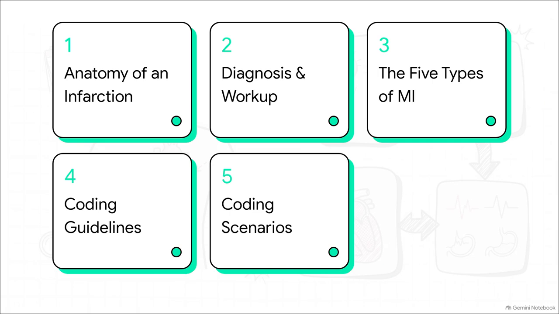Here is our quick roadmap for this explainer. First, the anatomy of an infarction. Second, diagnosis and clinical workup. Third, the 5 types of MI. Fourth, subsequent MI coding guidelines. And finally, some real-world coding scenarios.